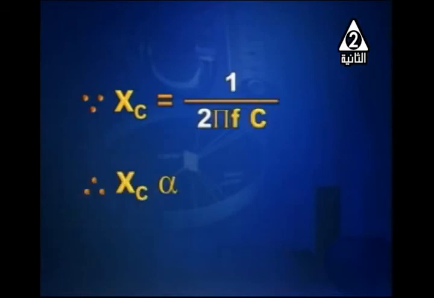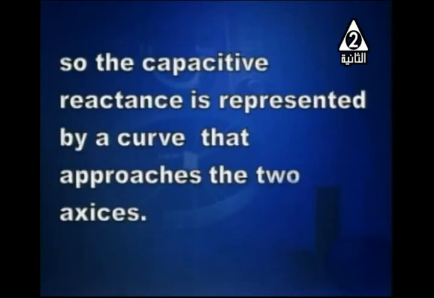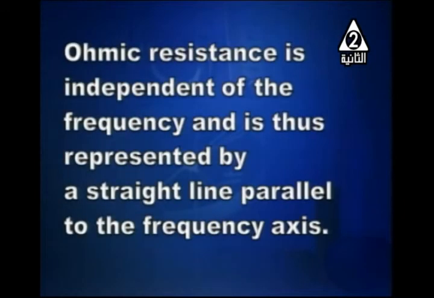But talking about capacitive reactance, it is equal to 1 over 2 pi FC. So XC is proportional to 1 over F. We've got an inverse relation. So the capacitive reactance is represented by a curve that approaches the two axes. And what about the ohmic resistance? Ohmic resistance, if you remember, is given by R equals rho L over A. So it is independent of frequency. So it is represented by a straight line parallel to the frequency axis.